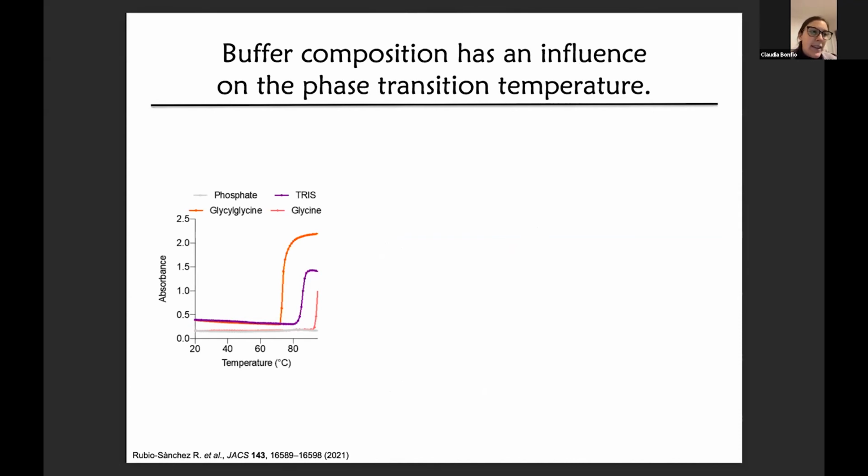What you are looking at here are absorbance profiles. If you have a solution of lipid membranes, you have a much lower absorbance value compared to a solution of lipid droplets. So we could observe the change of the absorbance at different temperatures and understand when the transition was happening. You can see that by playing with different buffers, we would observe this transition from lipid membranes to lipid droplets at different temperatures.